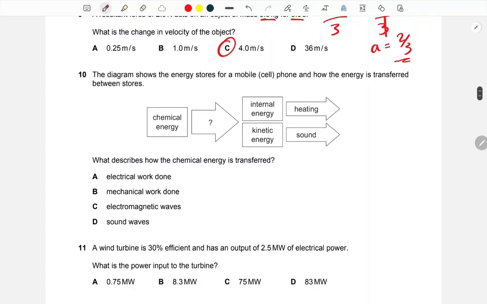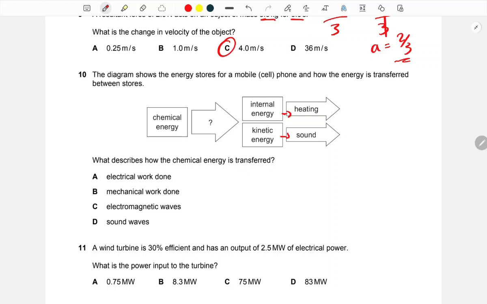Number 10. The diagram shows the energy stores of a mobile cell phone and how the energy is transferred between stores. So we have chemical energy and change in energy, and then we have internal energy and then kinetic, and from the internal energy we have heating, and from the kinetic energy we have sound. Which row describes how the chemical energy is transferred?